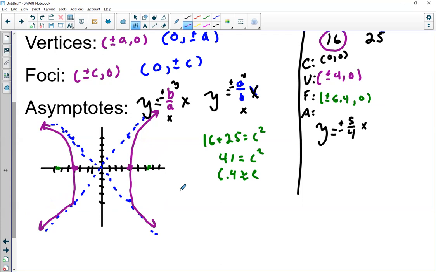And that's how you graph it. Two more problems, the reverse problems where I ask you for equations and stuff.